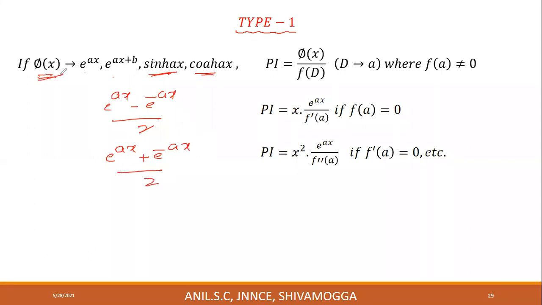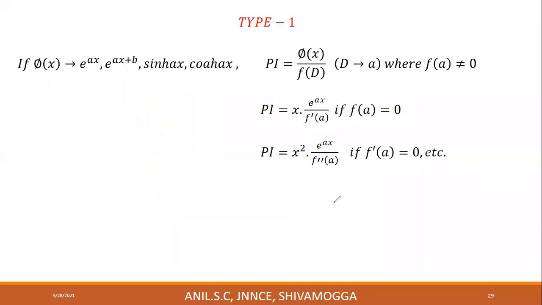If phi of x is an exponential function, then the problem is to be treated as a type 1 problem, and the particular integral is obtained by phi of x divided by f of D. Particular integral is given by phi of x divided by f of D, and replace D by a. Phi of x is e power (ax plus b), exponential, divided by f of D. This is the particular integral or yp, and the approach is you replace D by a.